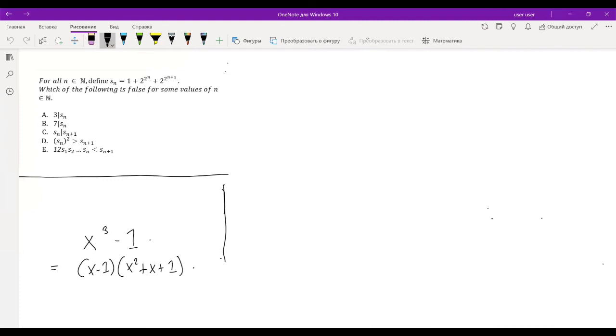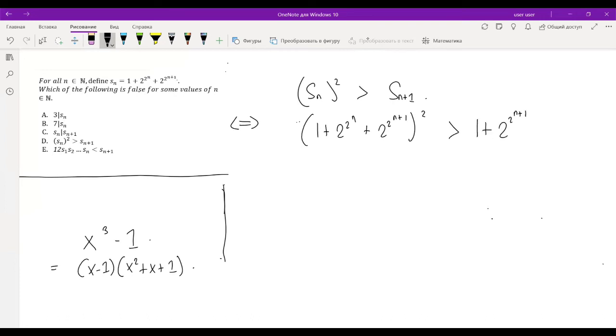So this fourth property now, Sn squared, is actually an inequality. It's not like a divisibility this time around. So you can just put it in and see whether this is true. So this is true if and only if 1 plus 2^(2n) plus 2^(2n+1) squared is greater than 1 plus 2^(2n+1) plus 2^(2n+2). So let's square this.